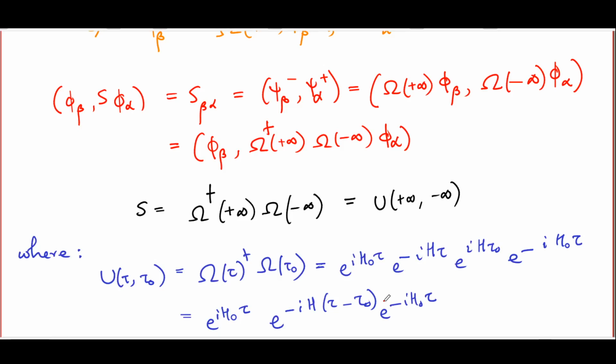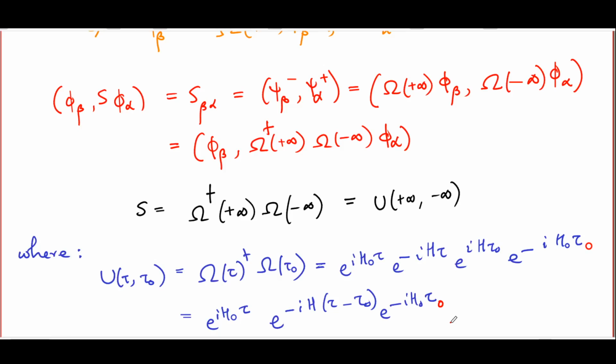Of course, when you take the limit of tau going to plus infinity and tau 0 going to minus infinity, you are going to get the operator that stands in for S. And using the definition of omega tau, what we get here is the adjoint of omega tau, which is omega tau dagger, e to the plus iH0 tau e to the minus iH tau. And here, omega tau 0 gives you e to the iH tau 0 into e to the minus iH0 tau 0. And when you take them together, you get e to the iH0 tau. These two things join together to give you e to the minus iH (tau minus tau 0). And you follow it up with e to the minus iH0 tau 0.